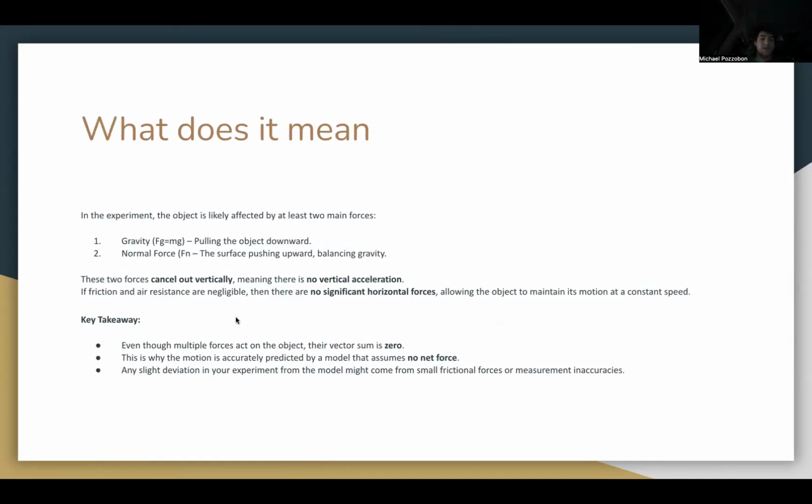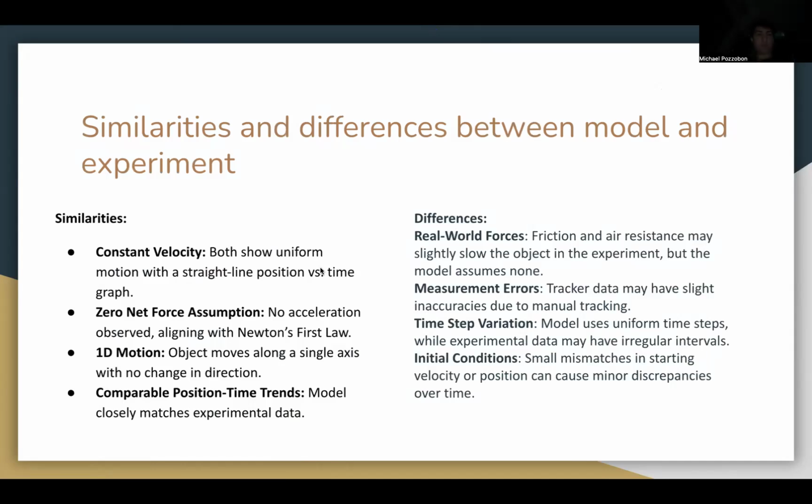So what does it mean? In the experiment, the object is likely affected by the two main forces of gravity and the normal force, which cancel each other out in the vertical direction. So we really only look at the initial horizontal velocity, which remains constant through our entire experiment. The key takeaway is that even though there are multiple forces acting on the object, their vector sum is zero, and that is why we can assume constant velocity. Any slight deviation in our experiment comes from friction and other outside forces.